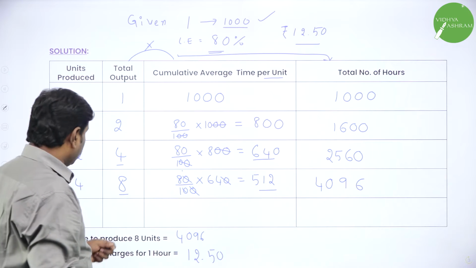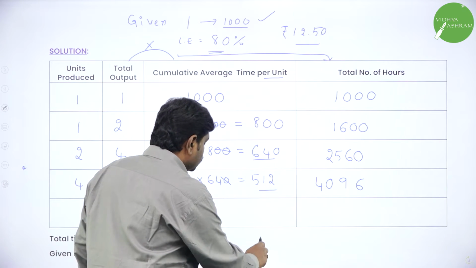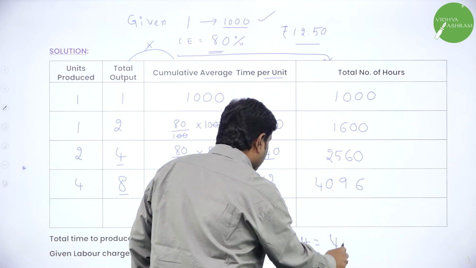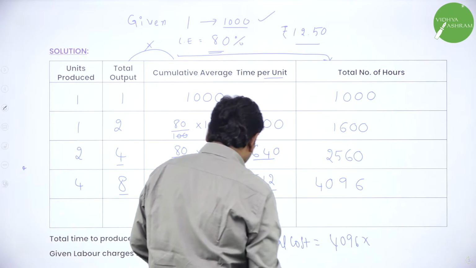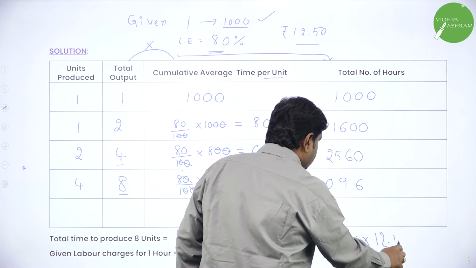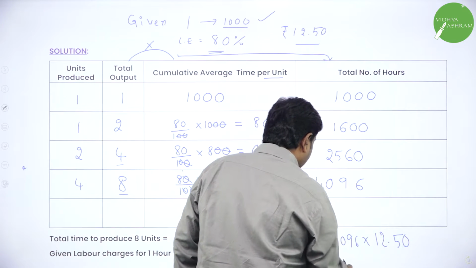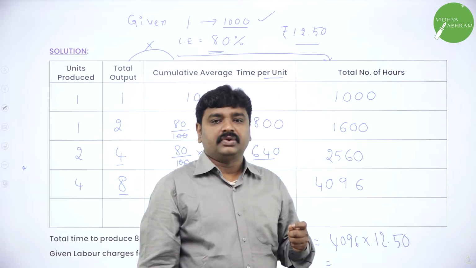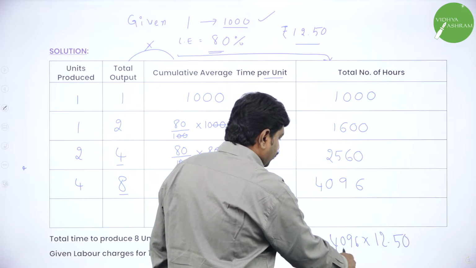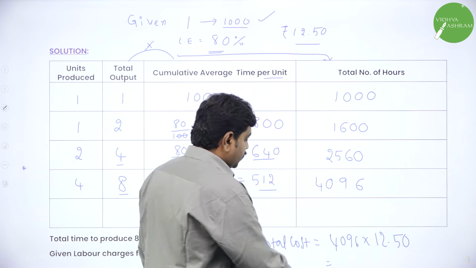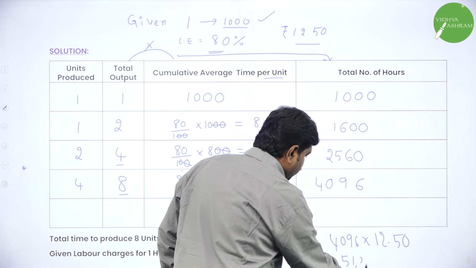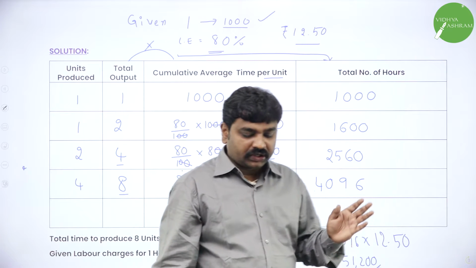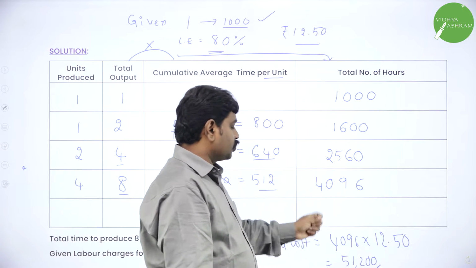So now total cost, how to calculate total cost? Multiply these two. So total cost is equal to 4096 multiplied by 12.50. I am repeating, you can use calculators to multiply this and enter the value. So 12.50 into 4096, if you do, you will get 51,200. So this is the total amount. So 51,200 rupees is required. That is the total cost to produce 8 units.